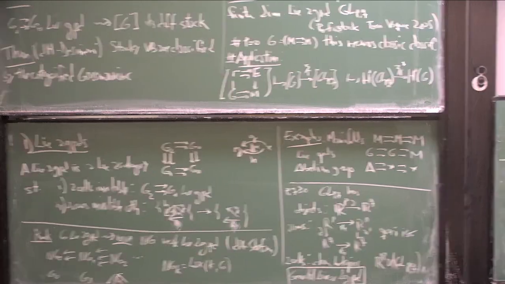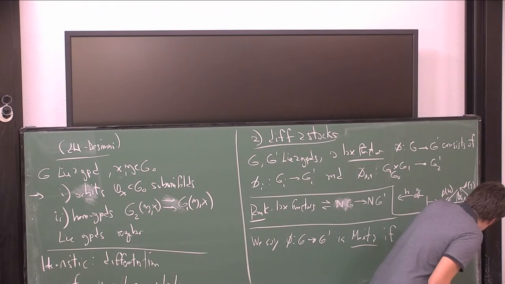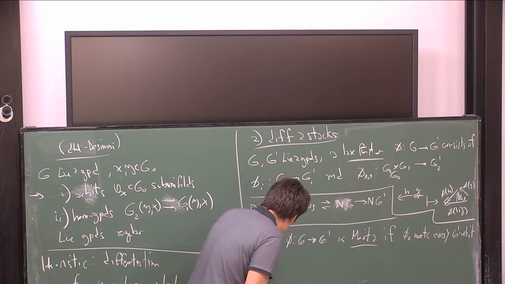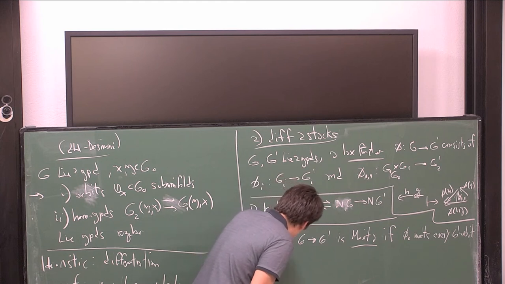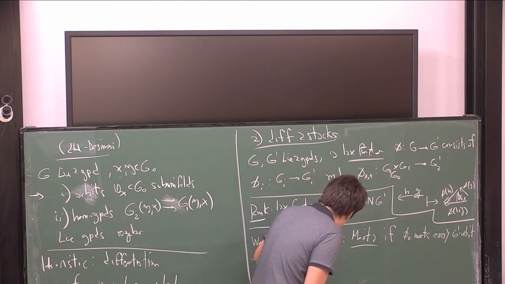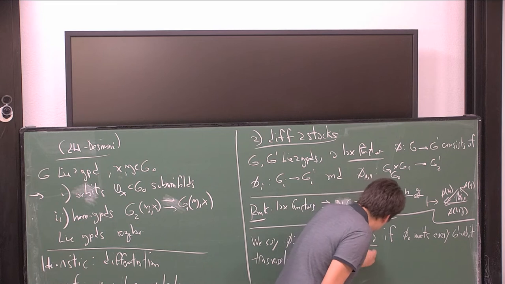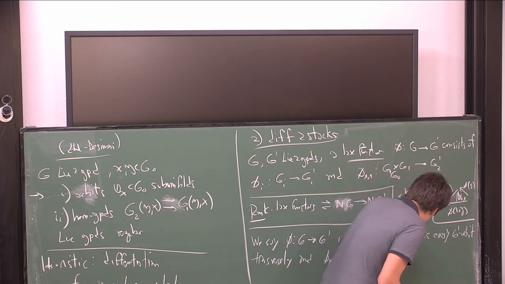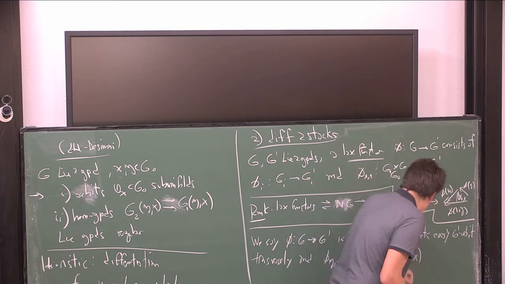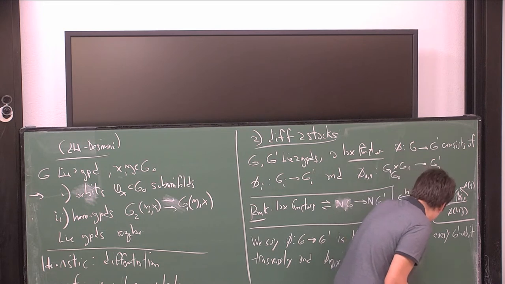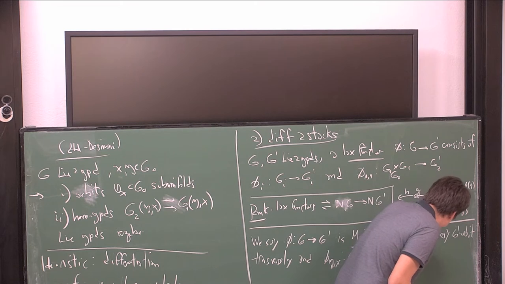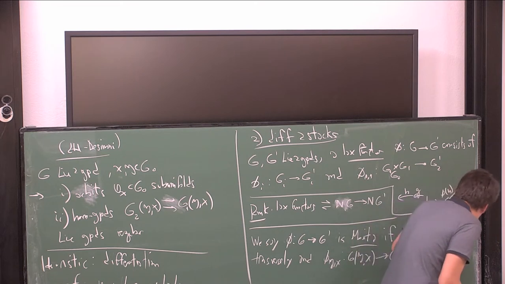Every G prime orbit transversally. And when I look at it locally, from GYX to G prime YX, phi X is Morita.